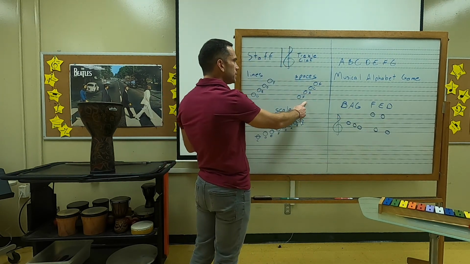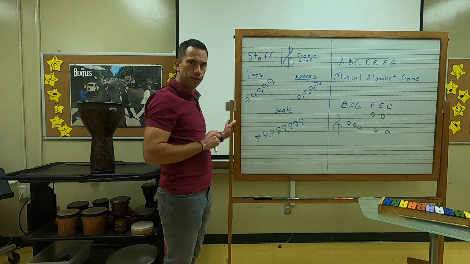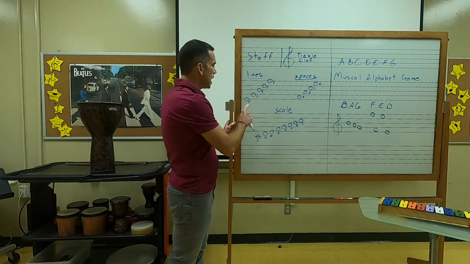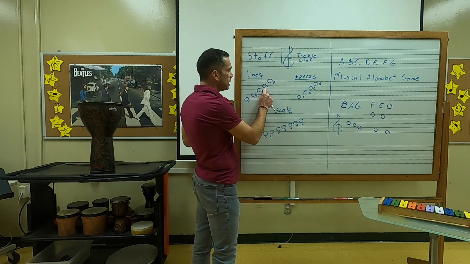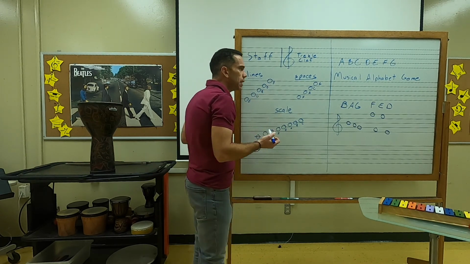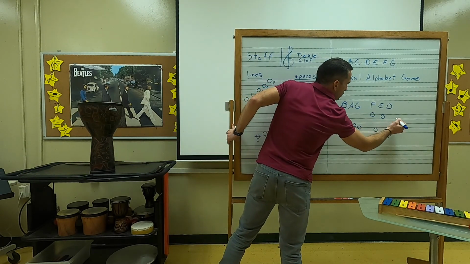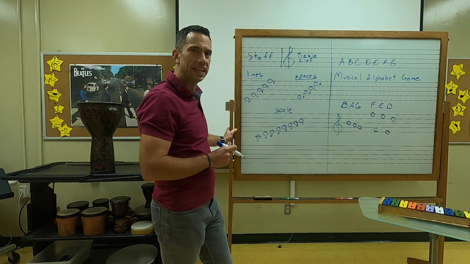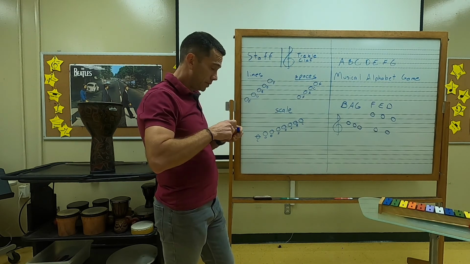Is it on a space or a line? Can you figure it out? It's on a line. Every good boy does. So it's going to be the fourth line up. We'll come right over here and draw our D right there. F-E-D. So let's see what that sounds like.